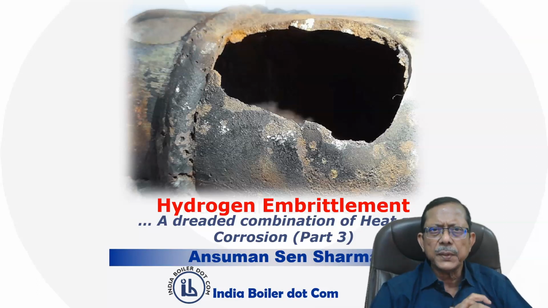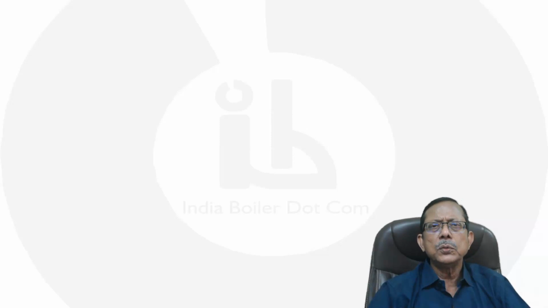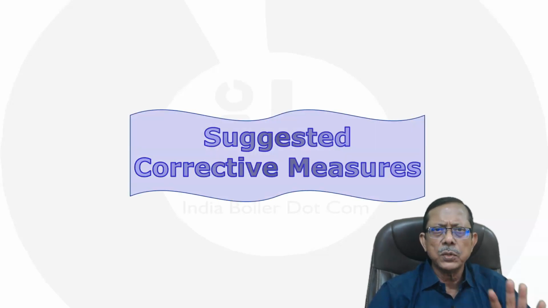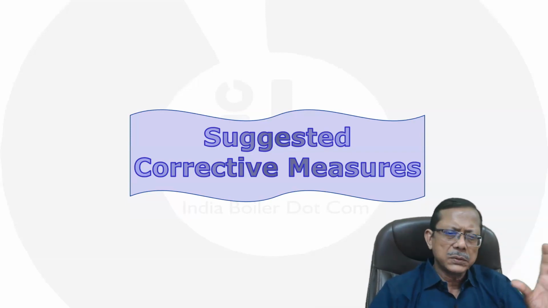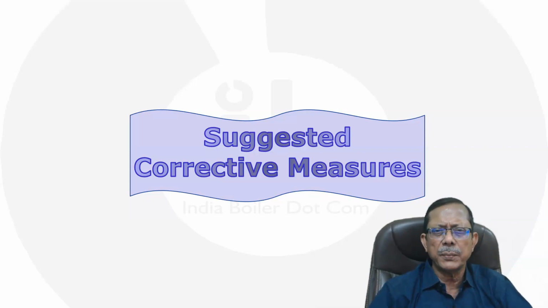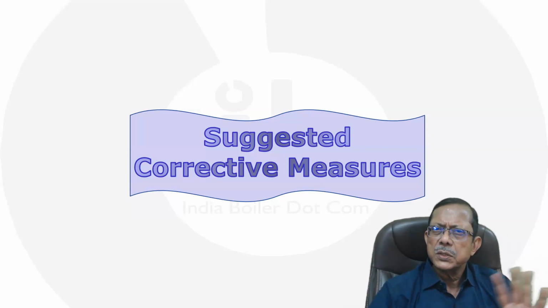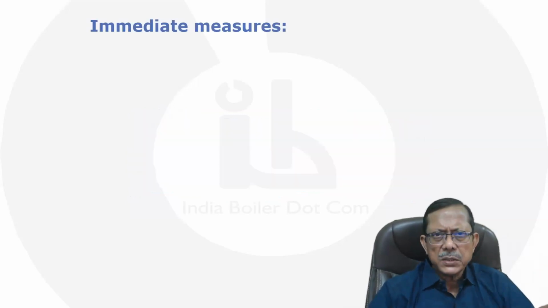So in this particular video, I am going to share the corrective measures that we have suggested for them to take care of the issues and to prevent these problems from happening further. Now, I told you that once the hydrogen embrittlement is confirmed, some tubes have failed because of hydrogen embrittlement. The first thing we need to check is, what are the conditions of the surrounding tubes, right? Now, this was the first measure.